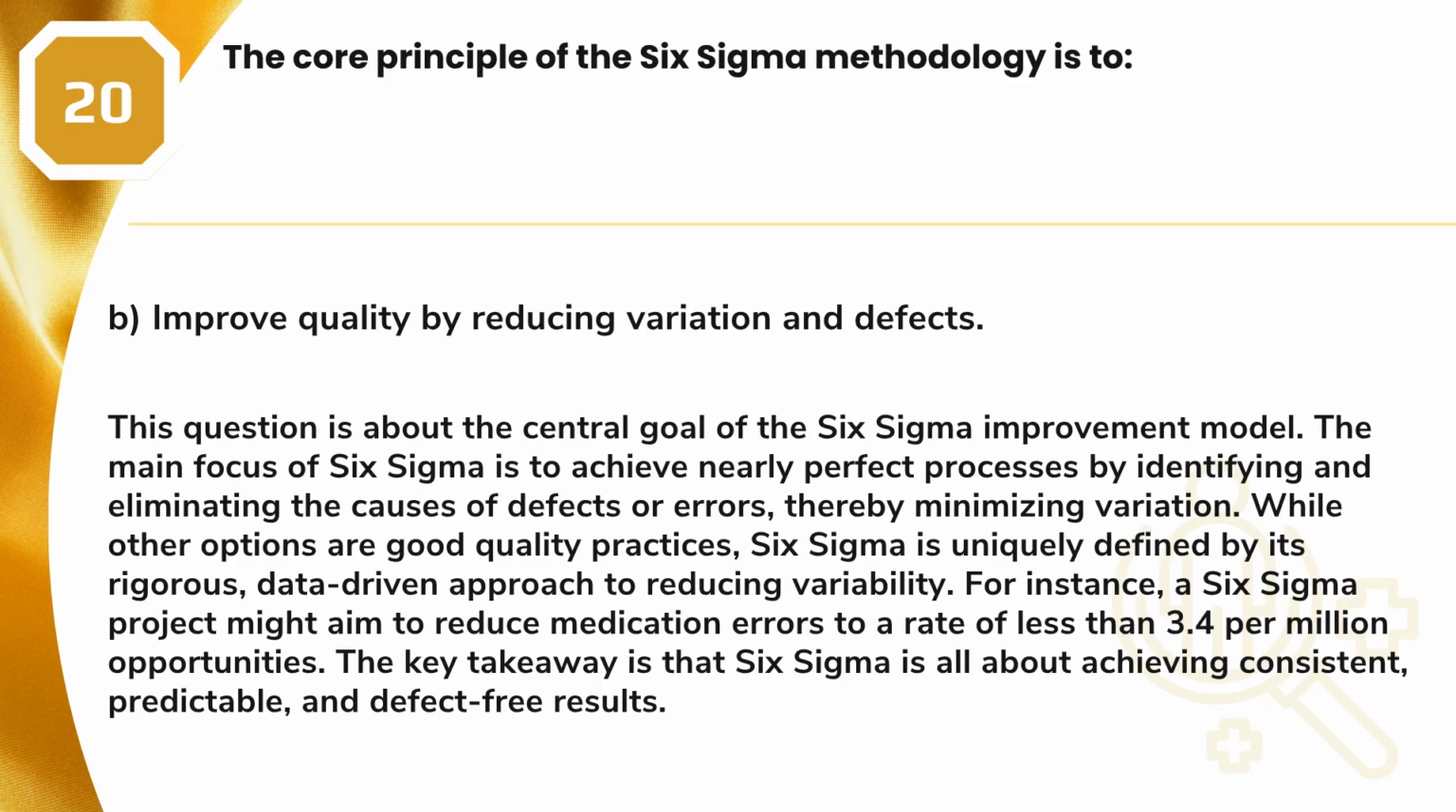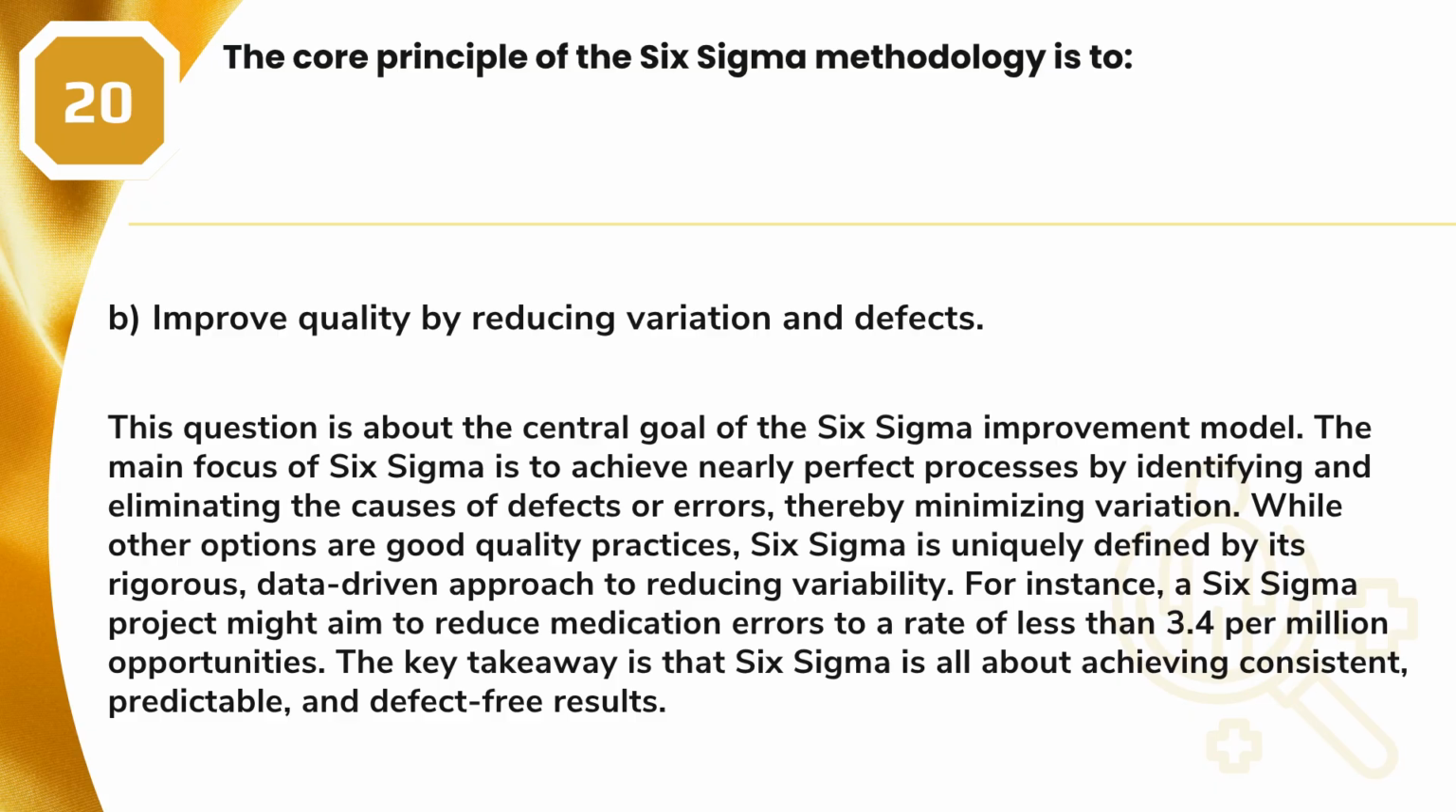Answer: B. Improve quality by reducing variation and defects. This question is about the central goal of the Six Sigma improvement model. The main focus of Six Sigma is to achieve nearly perfect processes by identifying and eliminating the causes of defects or errors, thereby minimizing variation. While other options are good quality practices, Six Sigma is uniquely defined by its rigorous, data-driven approach to reducing variability.